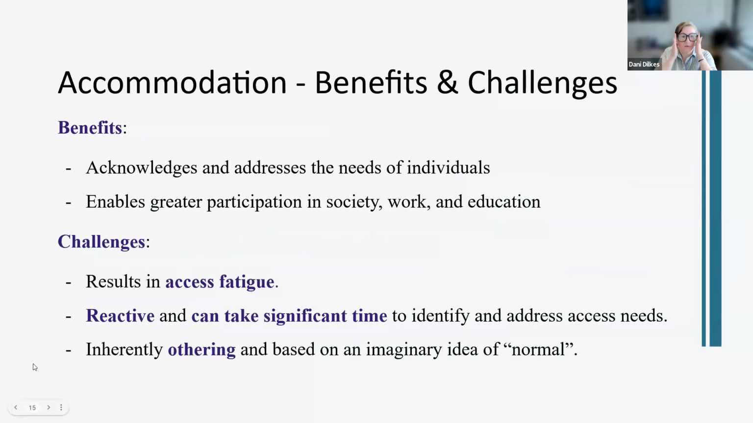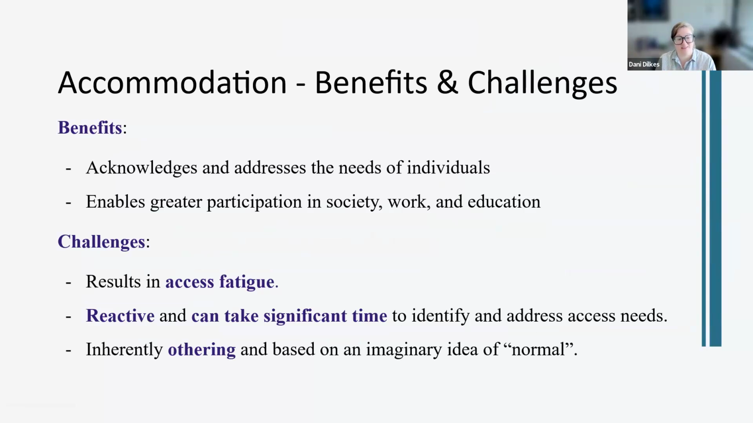Yes. Okay. So I'm not saying that all accommodation models are bad. Accommodation models are necessary because other forms of inclusive design won't necessarily address all barriers to access. One of the reasons it is so widespread as an approach to accessibility is that it does acknowledge and address the needs of individuals. It can enable greater participation in society, work, and education, so it can help address some of those designed barriers.